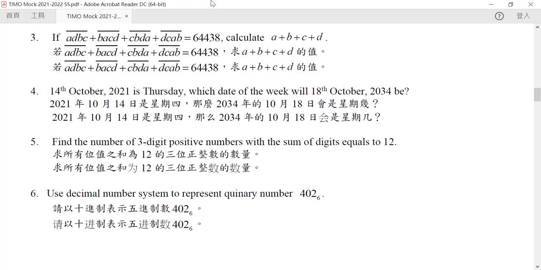Now, first of all, let me count the easiest thing. So if we have the 14th of October 2021, I would like to know what would be the day of the week. Because we know that this day of the week is Thursday.